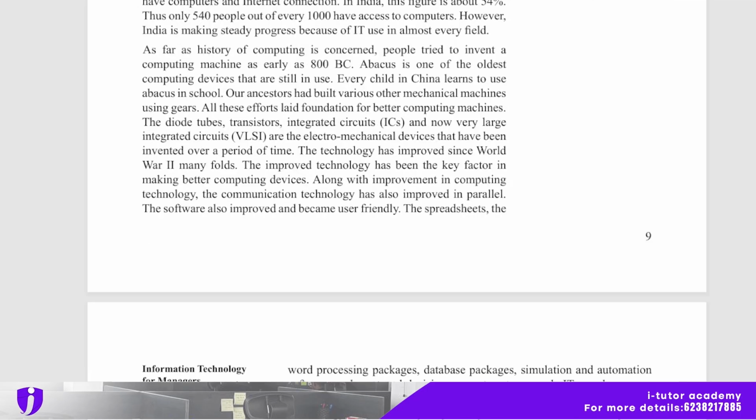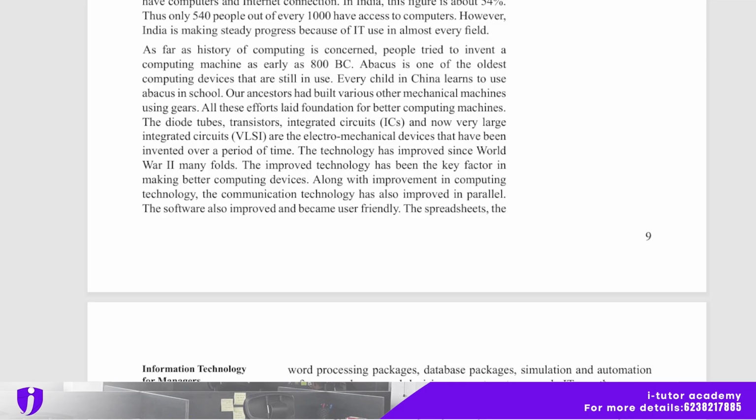Okay, as far as the history of computing is concerned, people tried to invent a computing machine as early as 800 BC. The abacus is one of the oldest computing devices that is still in use, and every child in China learns to use the abacus in school. Our ancestors had built various other mechanical machines using gears. All these efforts laid the foundation for better computing machines.